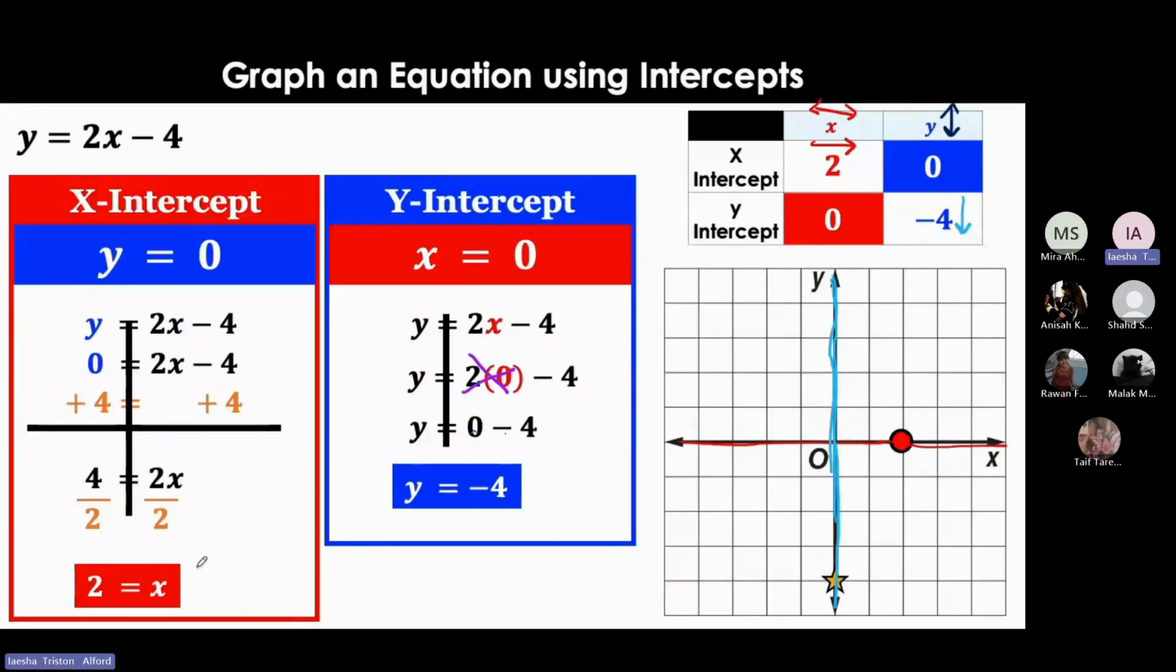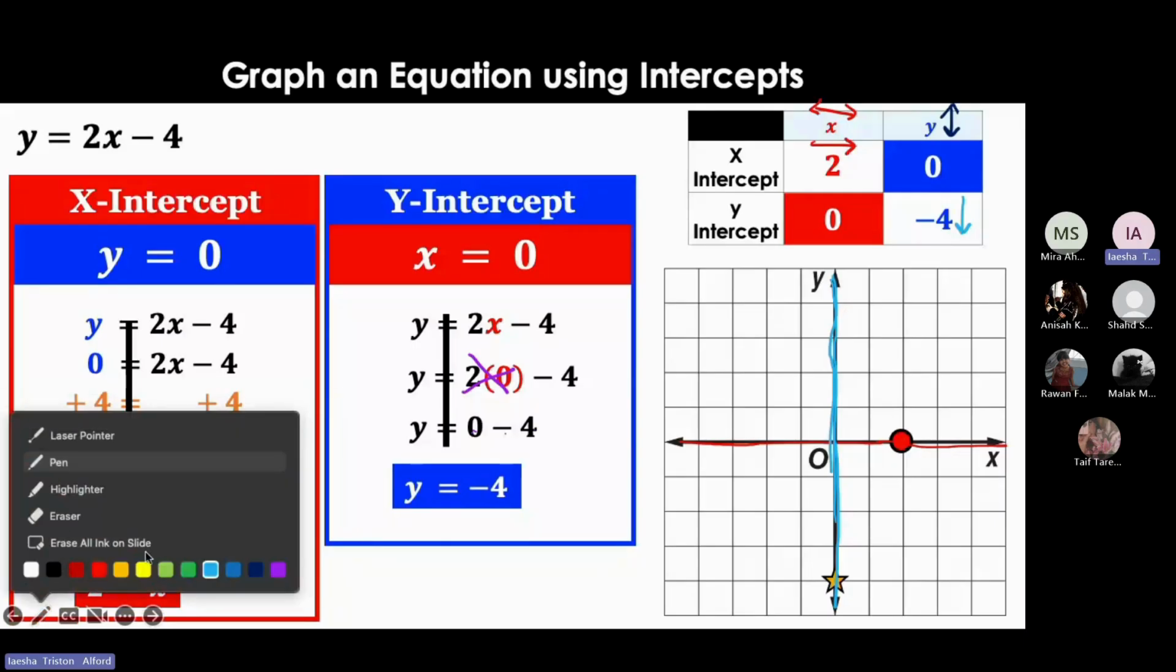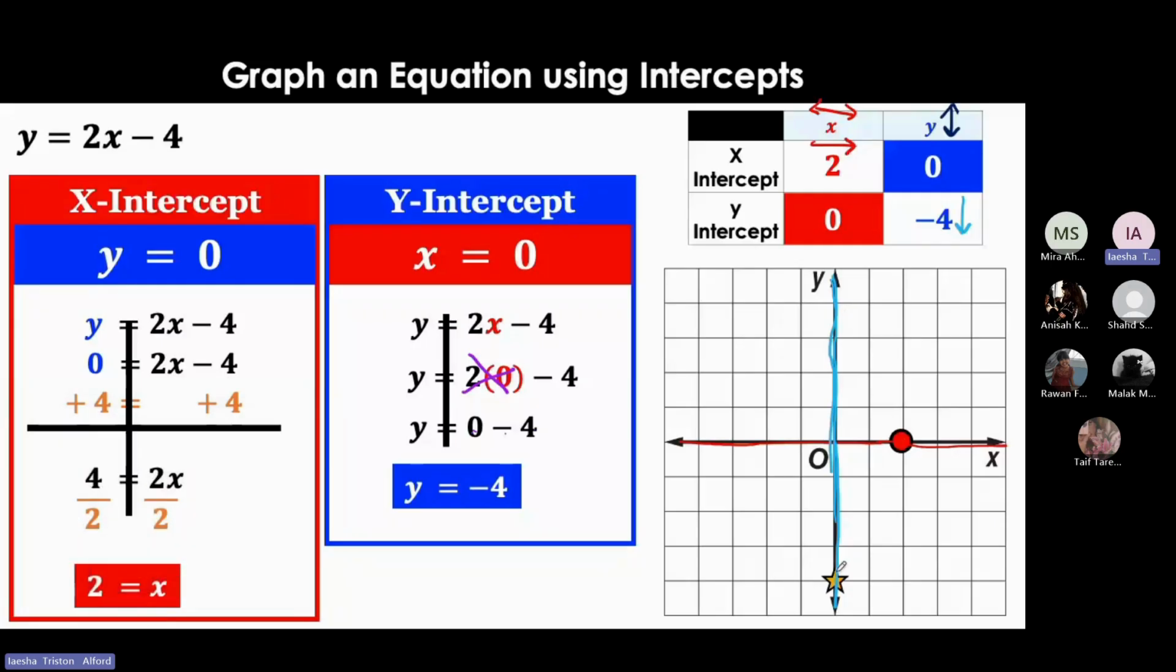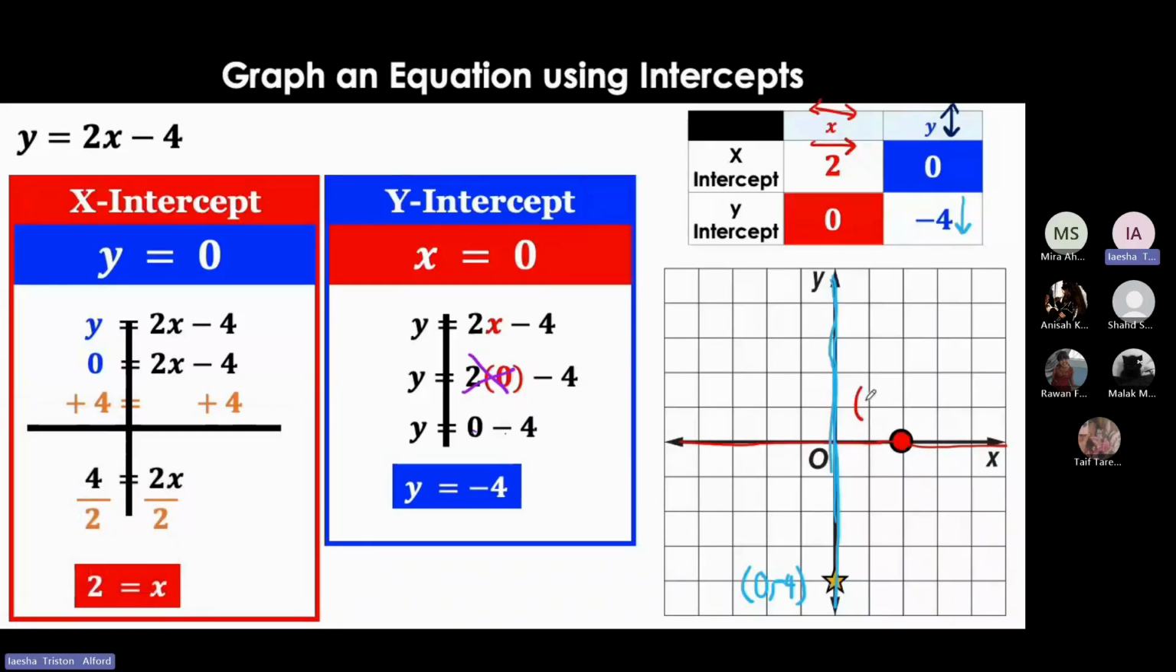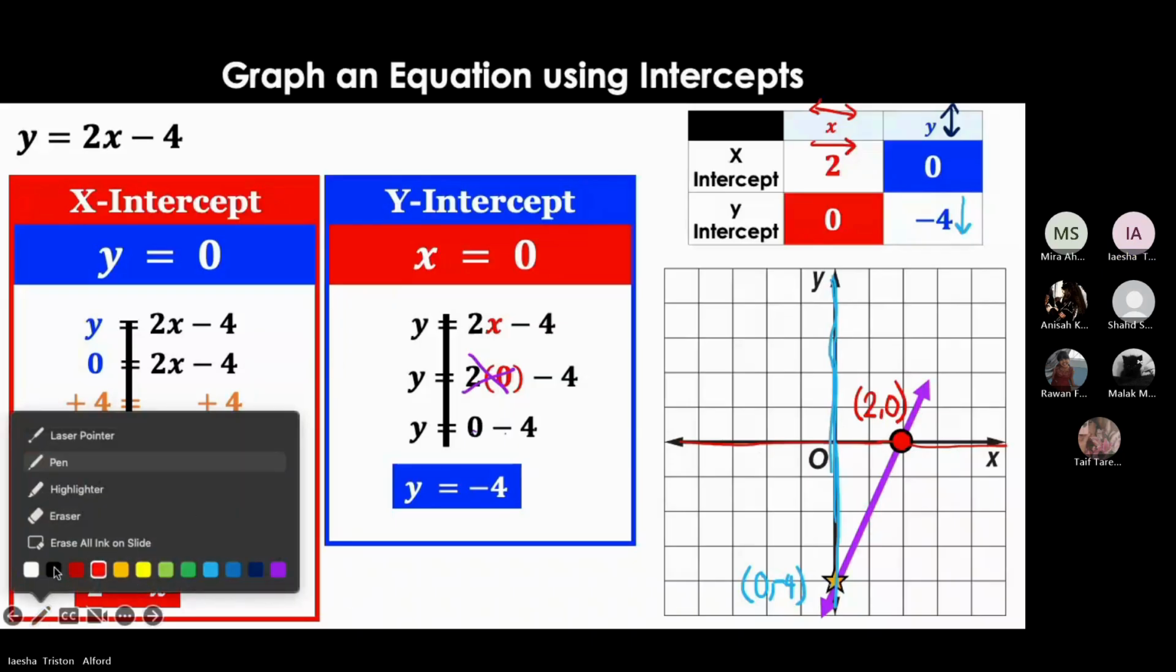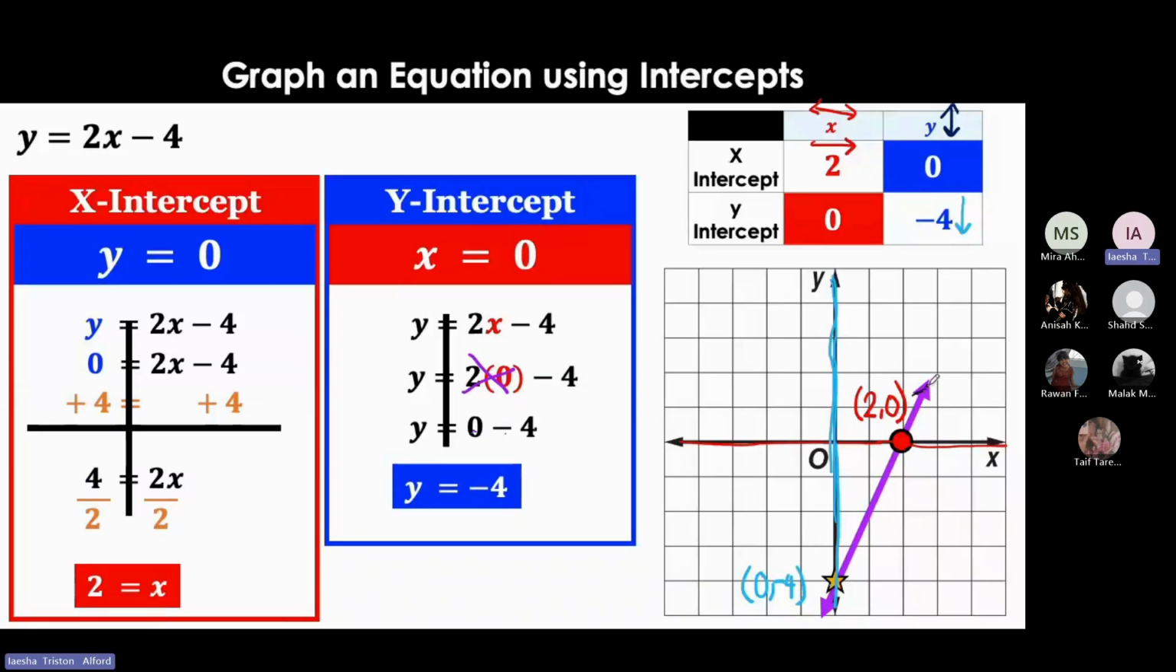So you put this point in the exam so there's no confusion. When you make your point, put 0 and negative 4. When you make this point, write positive 2 and 0. And then draw the line. When you make the line, be sure to put the arrow at the end. If you're missing the arrow, you will lose the mark.